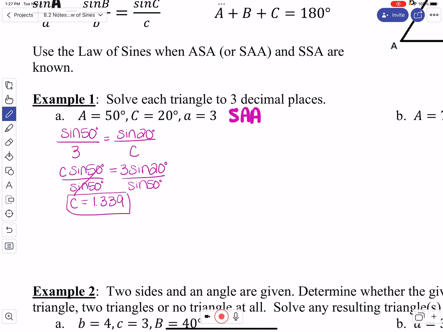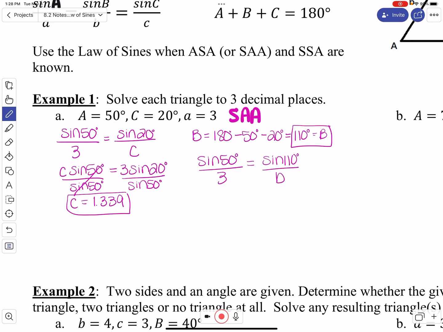Okay, so now we need to find angle B and side B. Now we can find angle B because we can do 180 minus 50 minus 20, and that's going to give us 110 degrees. Okay, and I'm going to use this ratio again. I'm going to set up sine of 50 over 3, and sine of 110 over B, because 110 and B, that's what goes together.